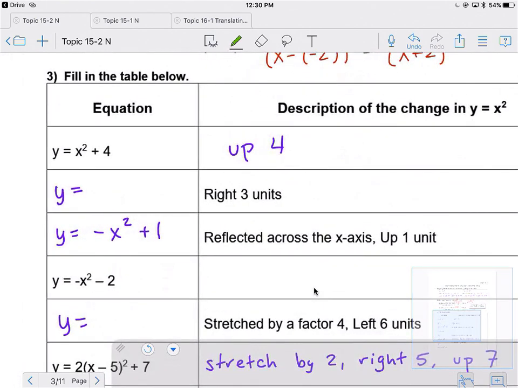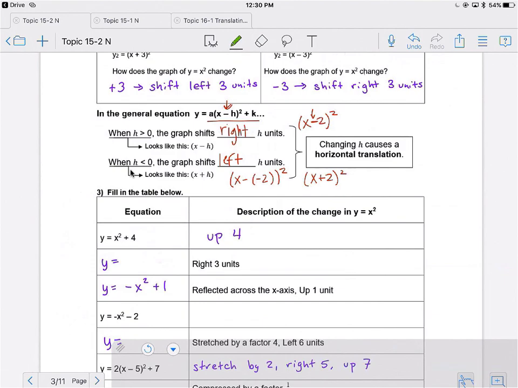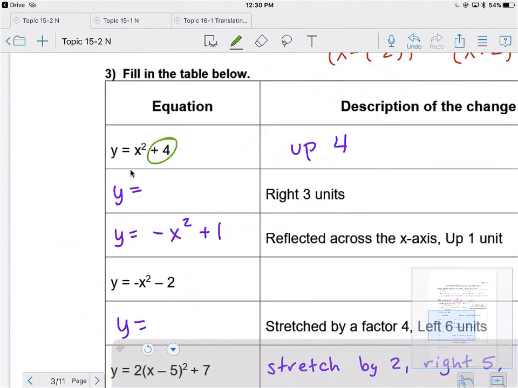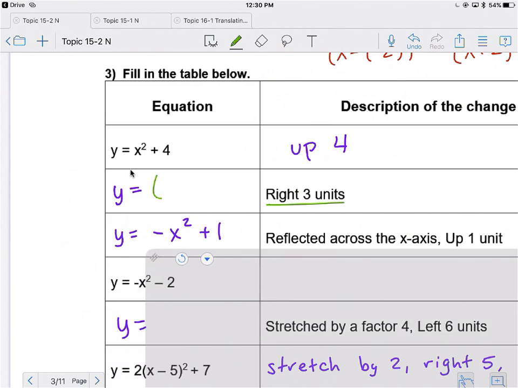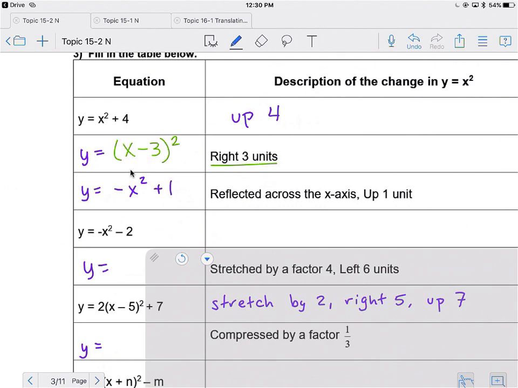So to fill in the table, we've already started some of this. Plus 4 in the back is like a k. K moves up and down, just like we talked about yesterday. So up 4 here because it's behind. Now, if we want to write something that will go to the right 3 units, we need parentheses. We do the opposite sign, so normally going to the right is a positive on the x-axis, so we change it to a minus 3, and we square it. If you don't put that squared, it is wrong.